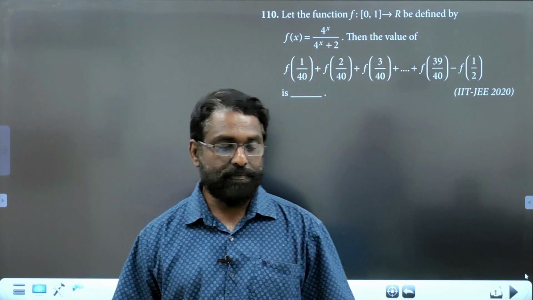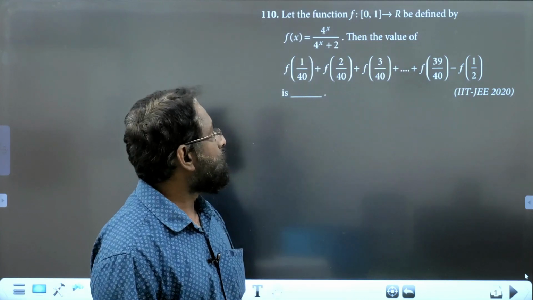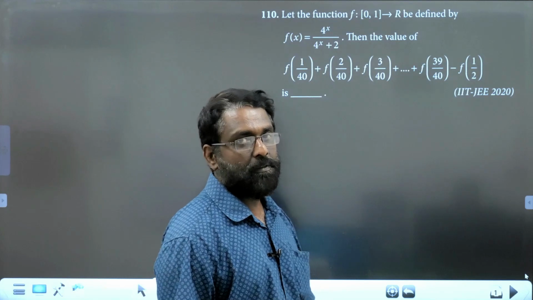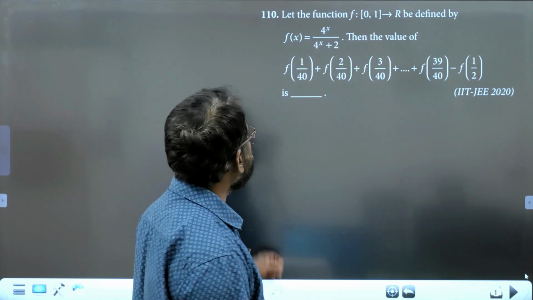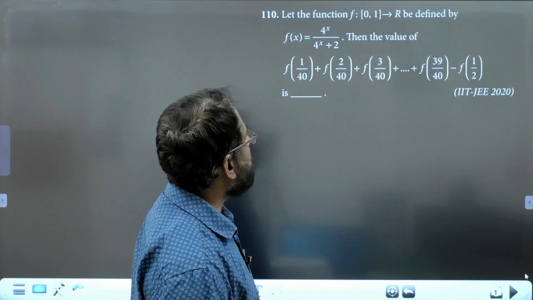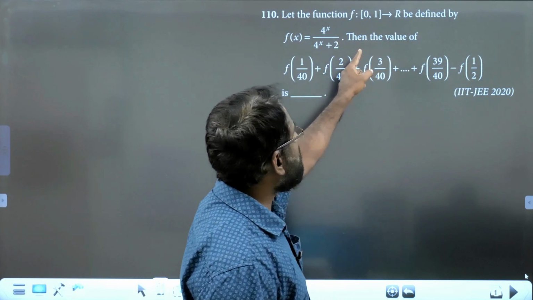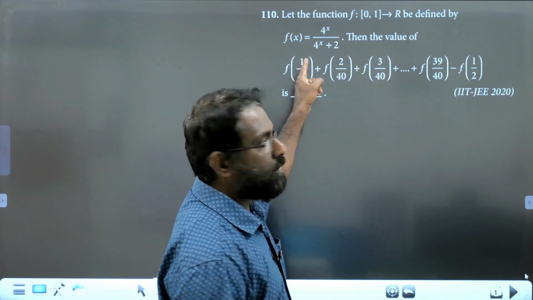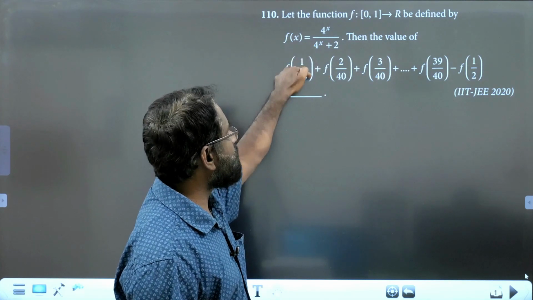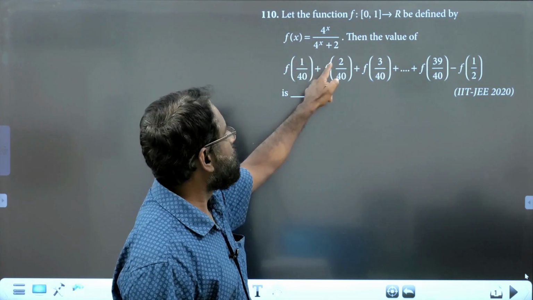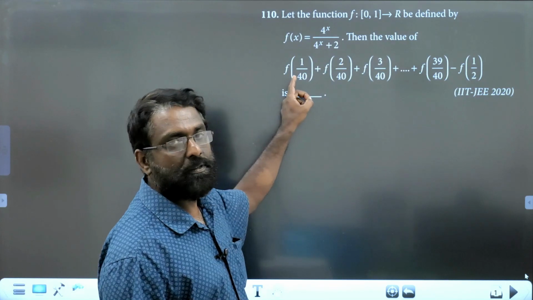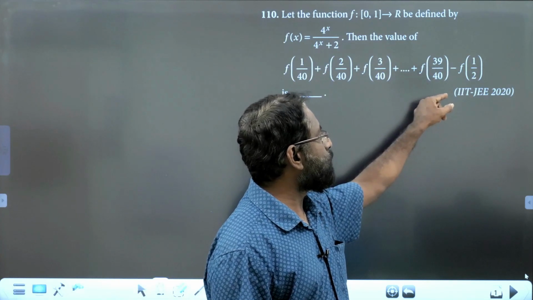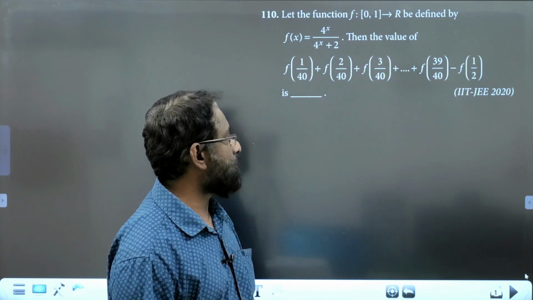Okay, dear children, this is another JEE Advanced question, numerical or integer type. Let the function f defined from the closed interval [0, 1] to R be defined by f(x) = 4^x / (4^x + 2). Then the value of f(1/40) + f(2/40) + ... + f(39/40) - f(1/2) is ___.